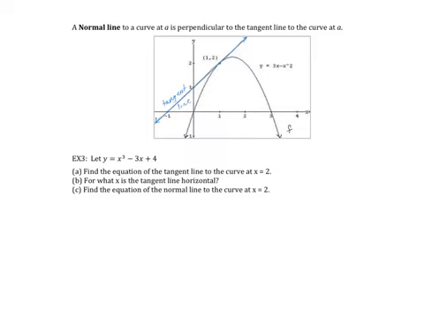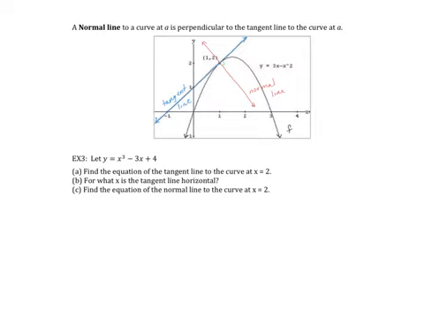So there's also another type of line that's going to pass through that same point (1, 2). And it's going to be perpendicular to our tangent line. A line that's perpendicular to our tangent line is what we call the normal line. And it has the property that when it intersects the tangent line, it intersects at right angles.